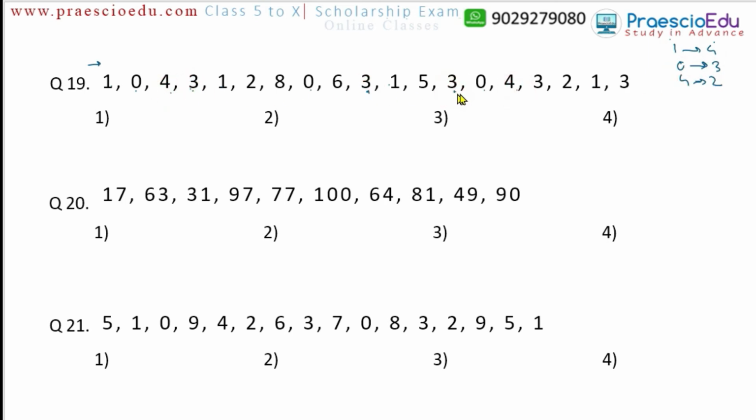1, 2, 3, 4 and 5. Okay, so 3 comes 5 times. Then 1 already counted. Then 2 not counted. So 1, 2. So 2 comes 2 times. After this one 8. 8 means 1 only counted. 8 comes 7 times. Then 0 already counted. 6 not counted. So this is 1 time only.